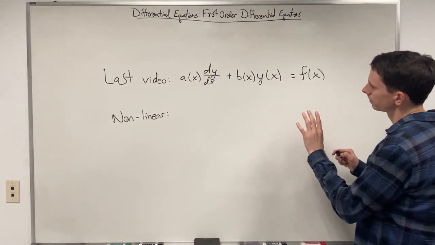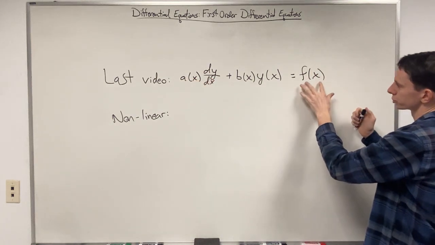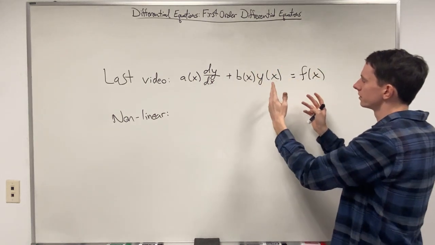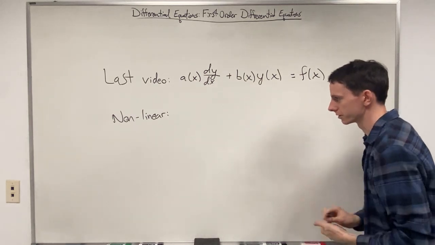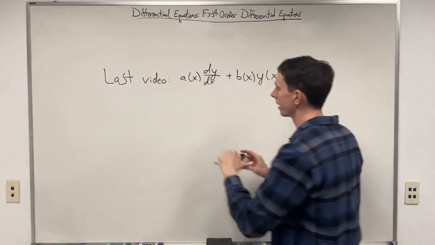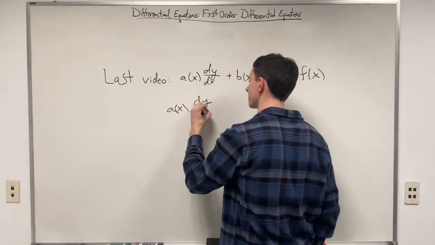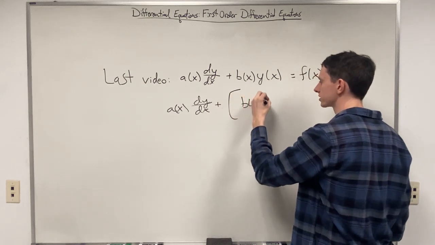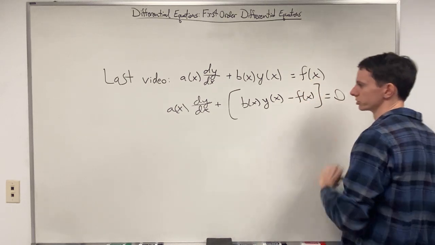So what I'm going to do here is I'm going to start with this equation, and I'm now going to subtract f of x over to the left-hand side, and then I'm going to encapsulate f of x in this term right here. So when I do that, let me actually erase nonlinear for now. So when I do that, I'm still going to have a of x dy dx plus, and now I'm going to put maybe in brackets, b of x y of x minus f of x equals 0.